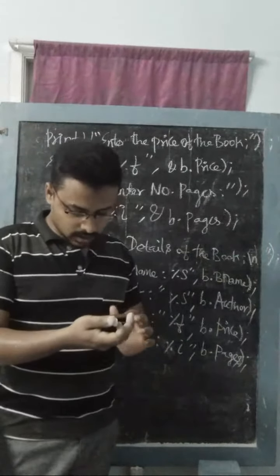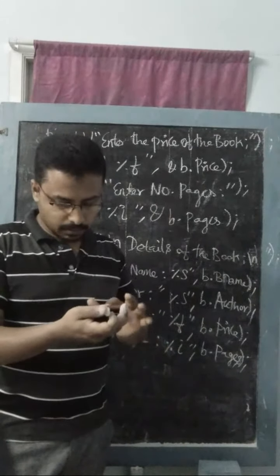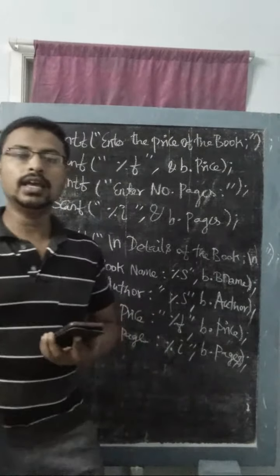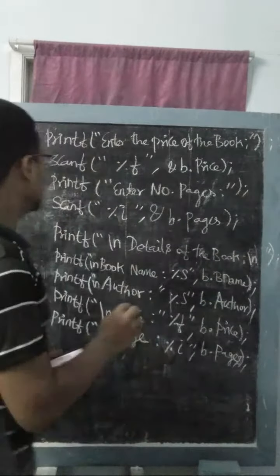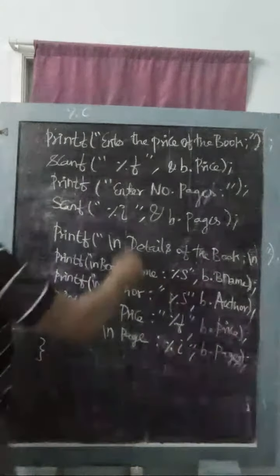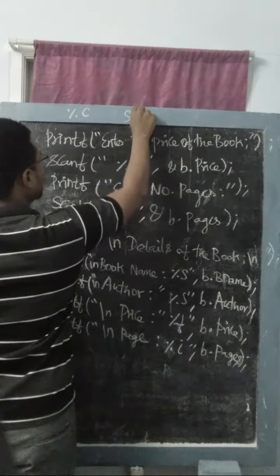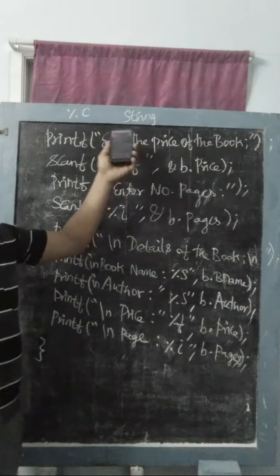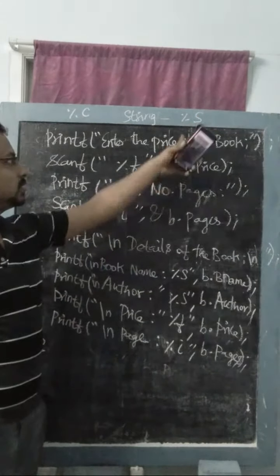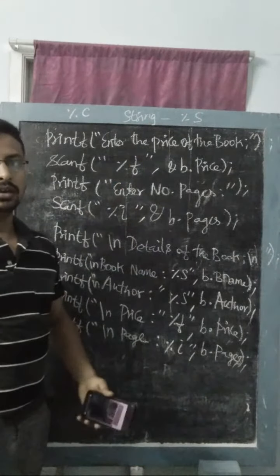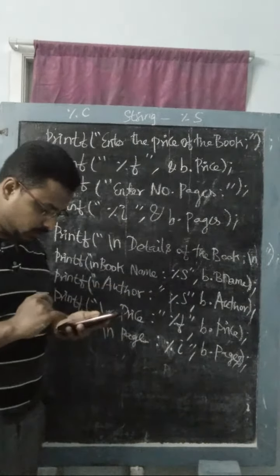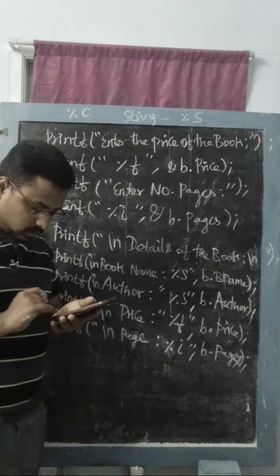And Magesh Prabhu is asking another question: name is a character, so why are we using string? I already said this. Name is not a single character. It is a collection of characters. If you are using a single character, you have to use percentage C. A collection of characters is a character array, which is called a string. So the format specifier for string is percentage S. Percentage S is the format specifier of string, so we are using percentage S here for string. Magesh Prabhu, I think your doubts may be clarified.